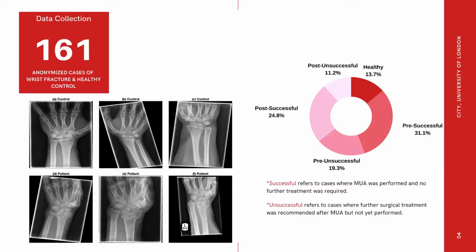The distribution of these categories, which will subsequently be forming the model's class labels, is as shown on the top right, and this is assumed to be similar to the case distribution in a typical workflow at an emergency department. Successful here in these categories defines the cases of manipulation being performed successfully with no further treatment required. On the other hand, unsuccessful refers to cases where further surgical treatment was recommended after manipulation but not yet performed.